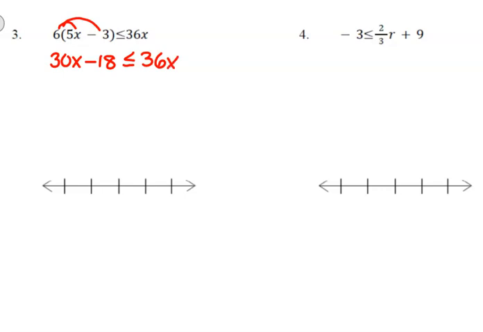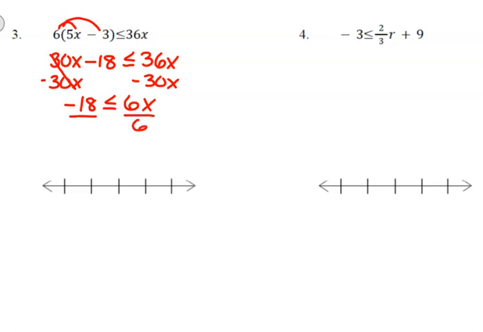And we're still less than or equal to 36x. Now notice I have an x on my left-hand side and my right-hand side. And the 18 has no x, so I have to get the x's together. So this positive 30x, the opposite is a minus 30x. So a negative 18 less than or equal to 36 minus 30 is 6x.